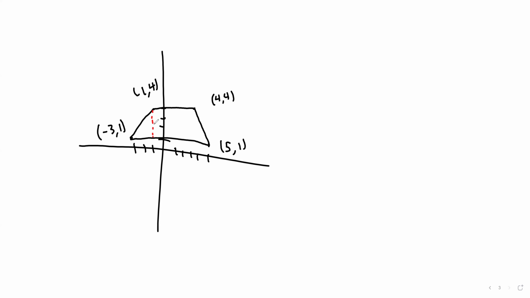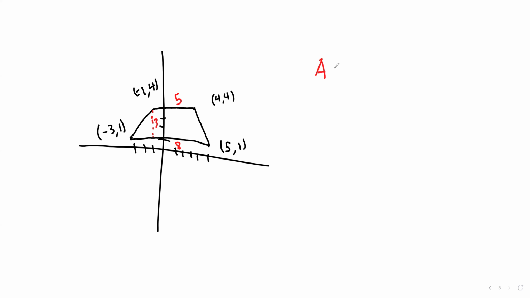It's going from 1 to 4. That's 3. Base 1 goes from -3 to 5. That's got a length of 8. Base 2 goes from, oops, I missed a negative sign, -1 to 4. That's got a length of 5.